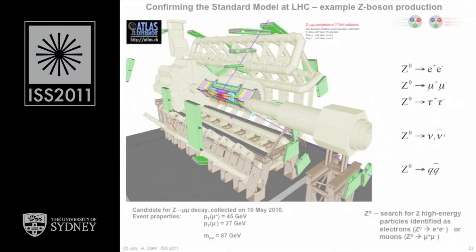Now, when we do this, this could also be an electron. And in that case, it would produce an energy in the electromagnetic calorimeter for one of the electrons and for the other of the electrons. But I show you the example.